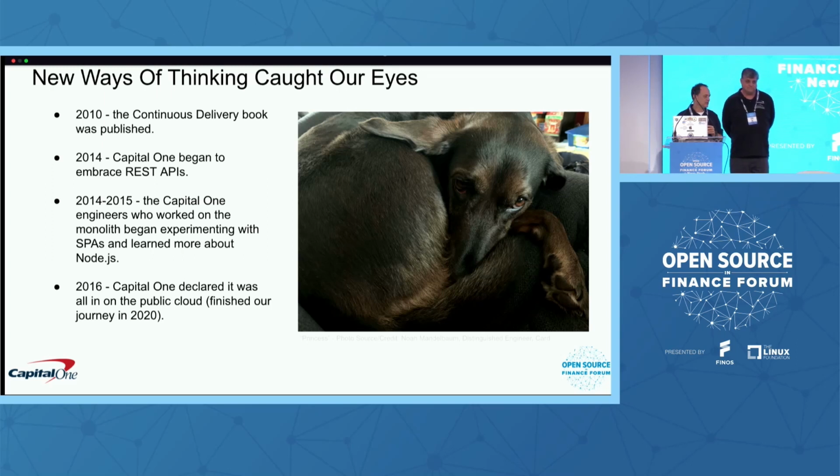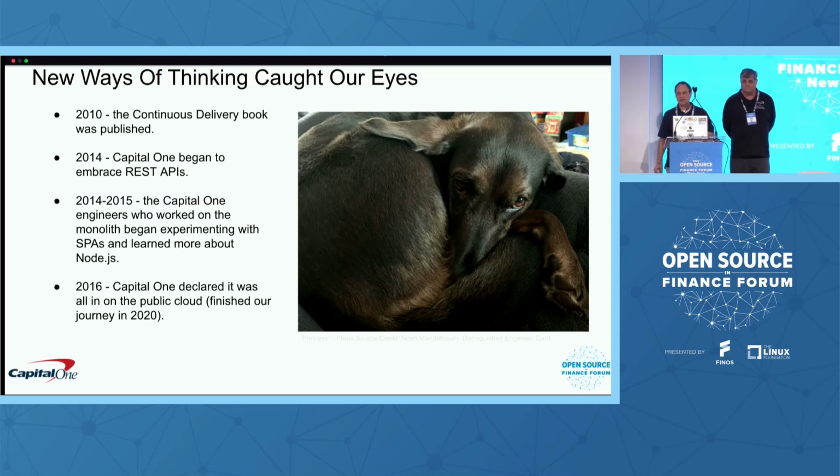The continuous delivery book was published by Humble and Farley. And we began to understand that releases did not have to be something heroic. It could be something that we could script and automate, and so could our build pipeline. We used to have a team of people who would just work on the build, and we realized we didn't have to do that anymore.